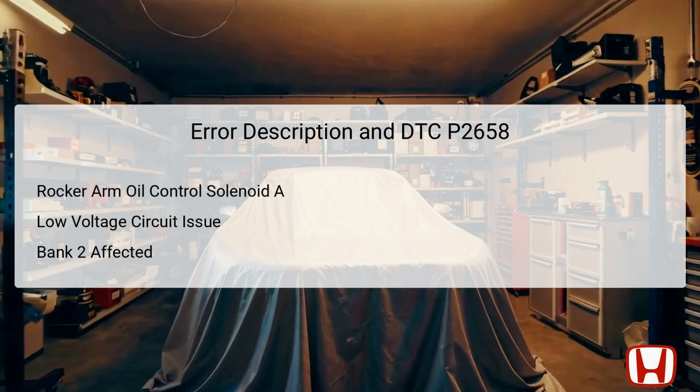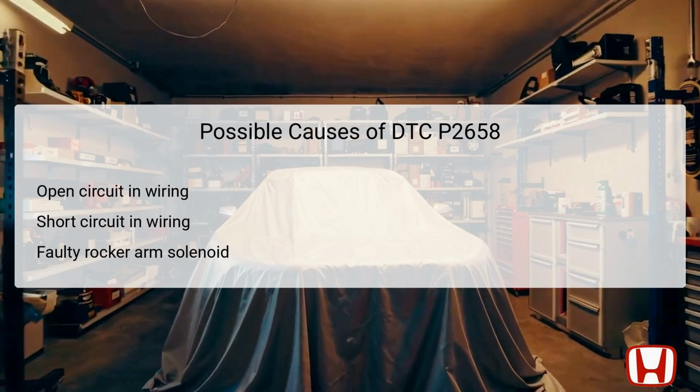Testing typically involves diagnostic tools such as the HDS to read the codes directly from the onboard control modules and assess the current status of vehicle systems. Several possible causes can trigger DTC P2658, starting with an open circuit in the wiring, which can disrupt the electrical flow necessary for the solenoid's operation. This can be due to damaged wires or poor connections that are not able to maintain the required voltage levels.